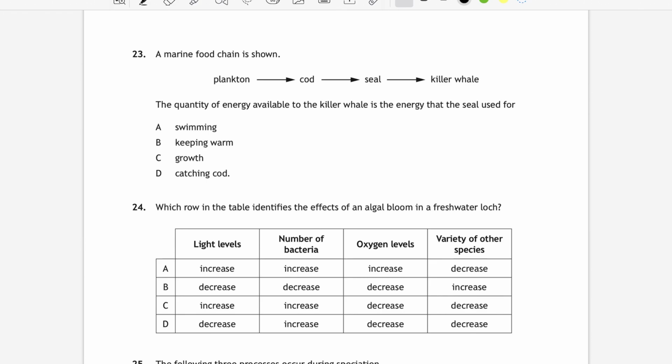Okay, now you pause the video and have a little go. Let's see how we get on there. So we've got plankton, cod, seal, and killer whale. So we're looking for the killer whale has eaten the seal. So what energy did the killer whale get?